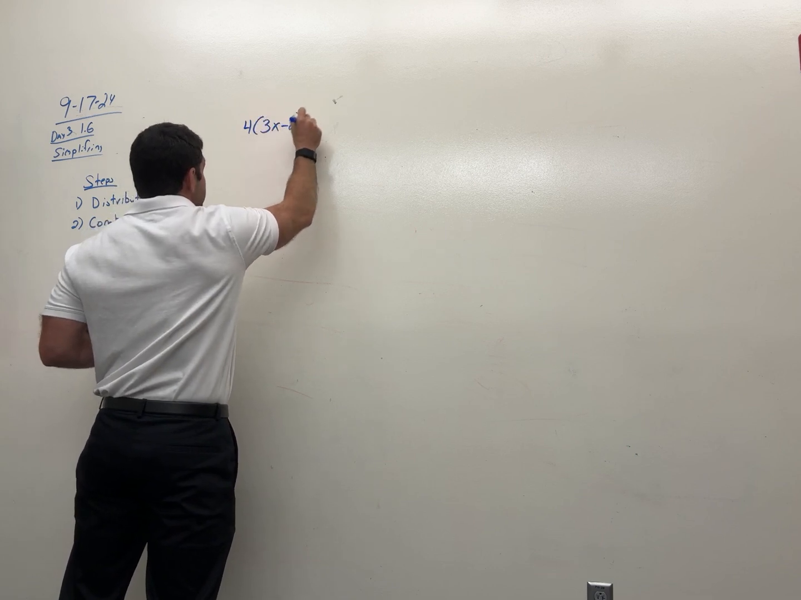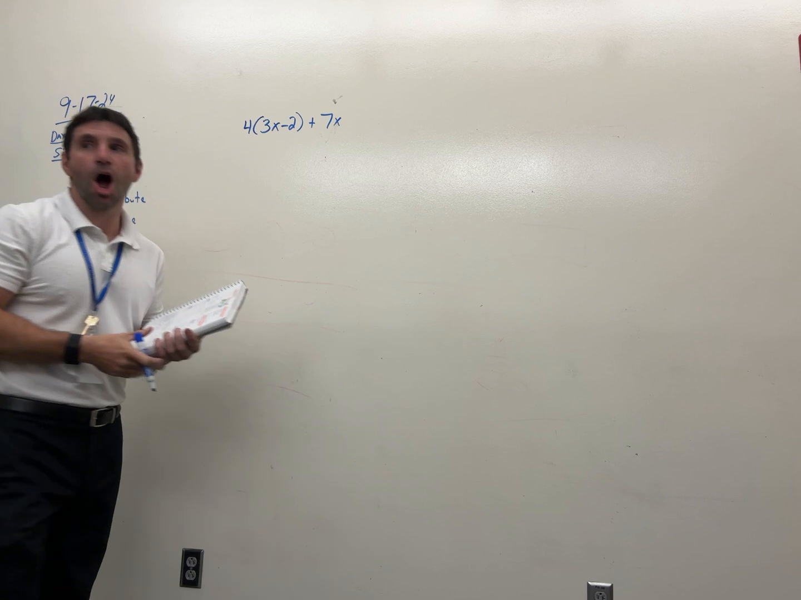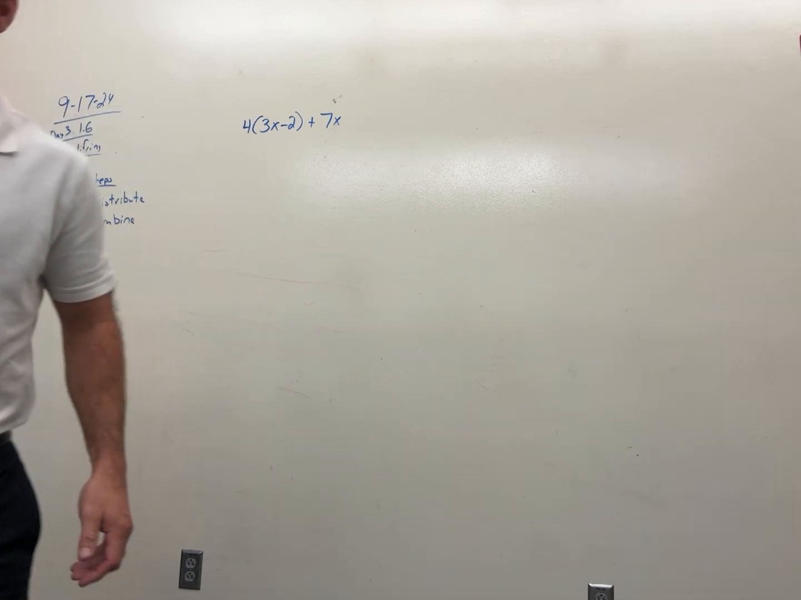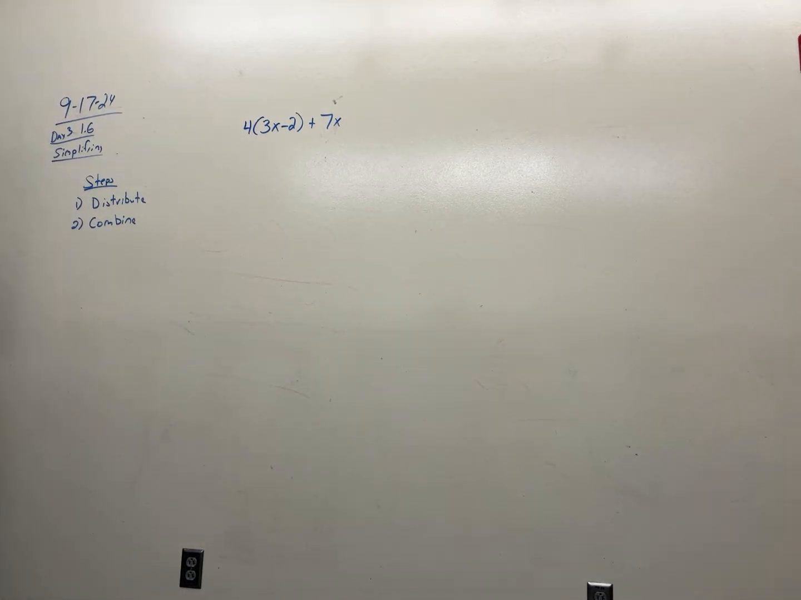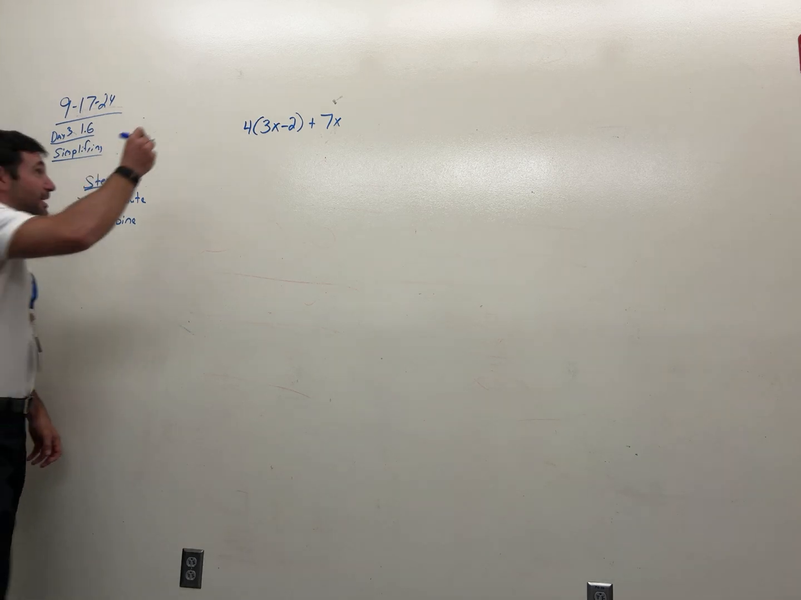So we're going to do 4 times the quantity 3x minus 2, plus 7x. Here's our first example.